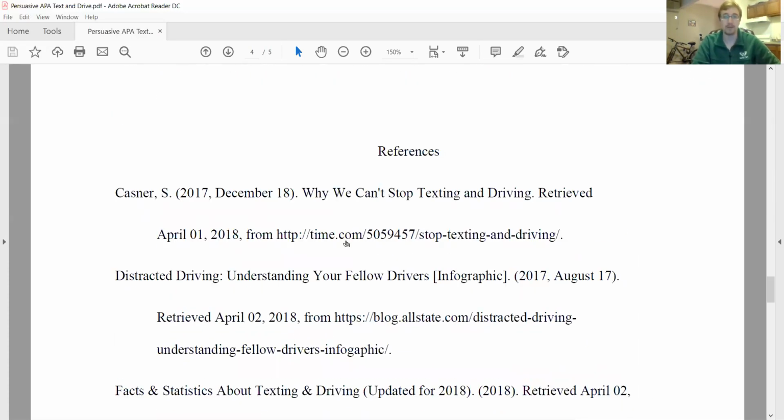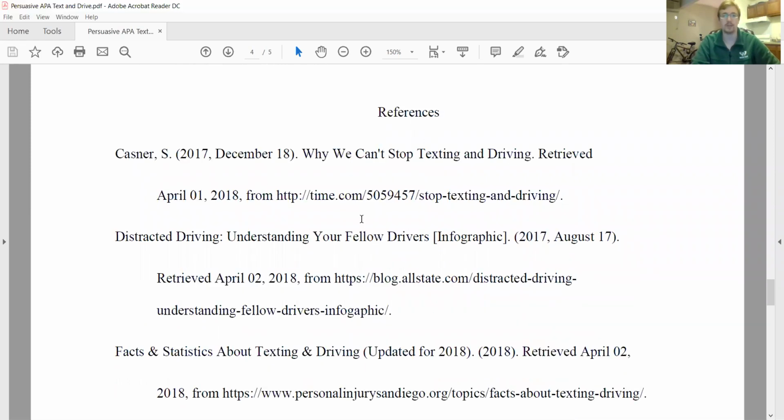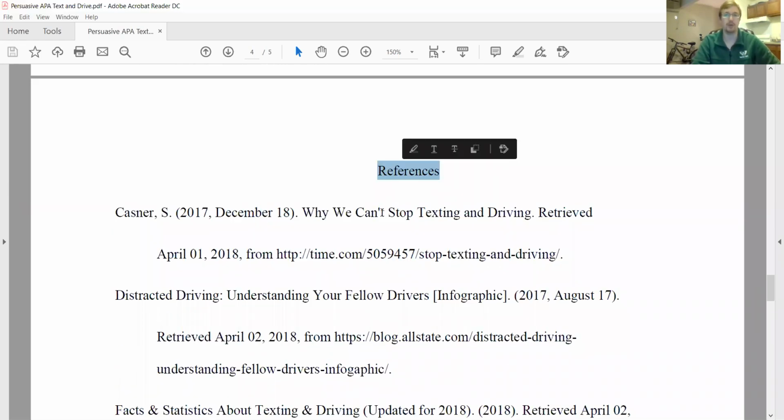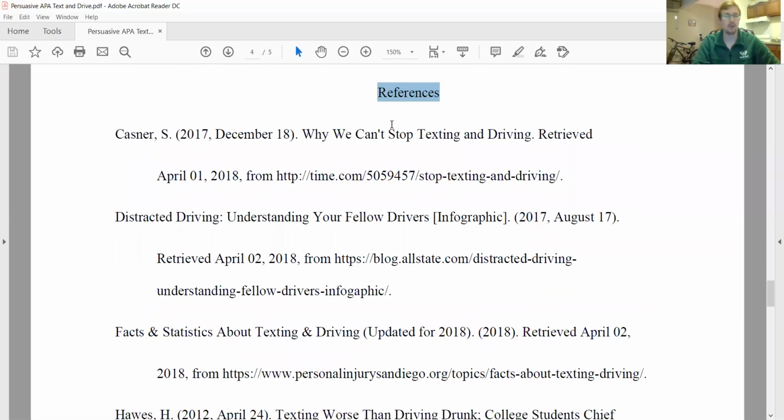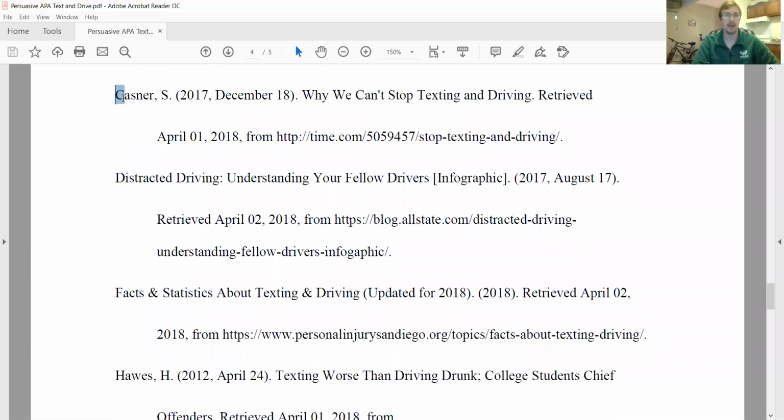This is an effective references page. Now this is an older version of APA style. This is essentially what I'm looking for. References centered in the middle of the page on a new page. This doesn't say works cited. This doesn't say bibliography. This doesn't say cited sources. This says references. That's APA format. In alphabetical order by last name.